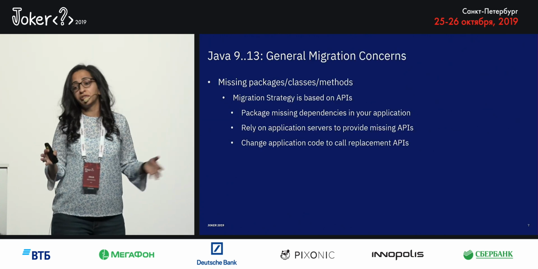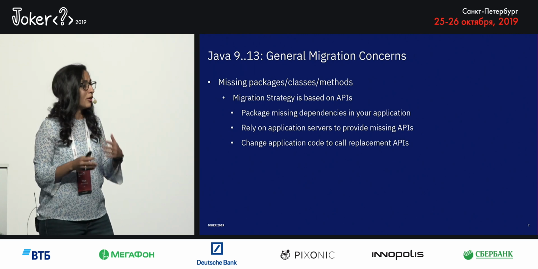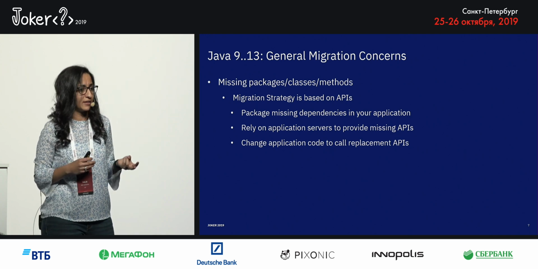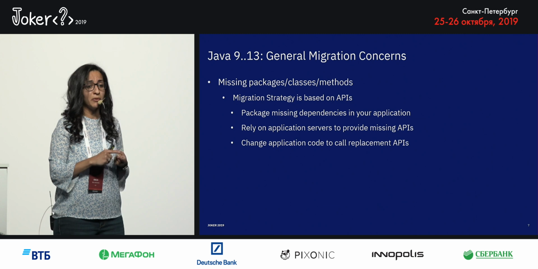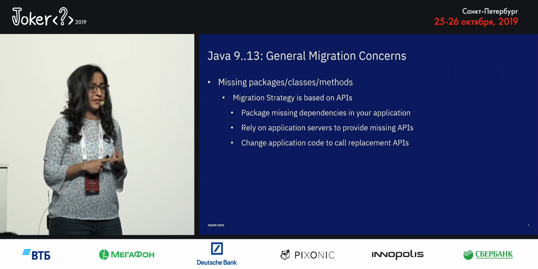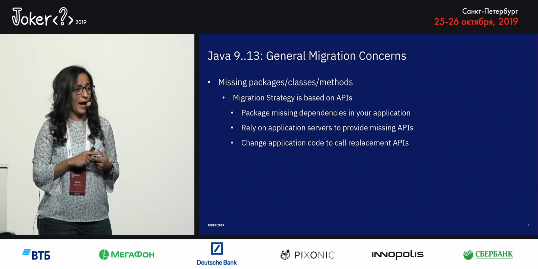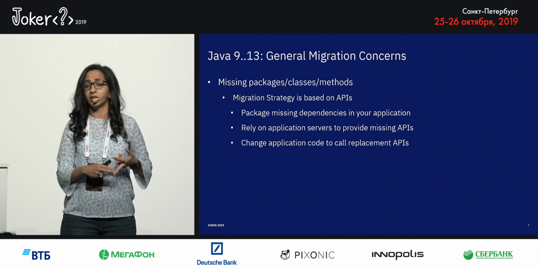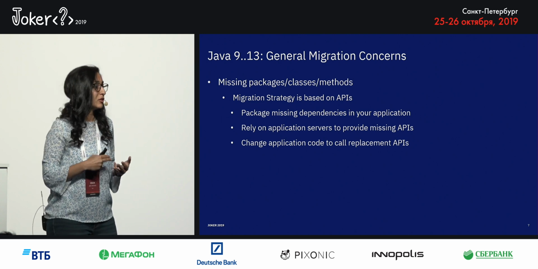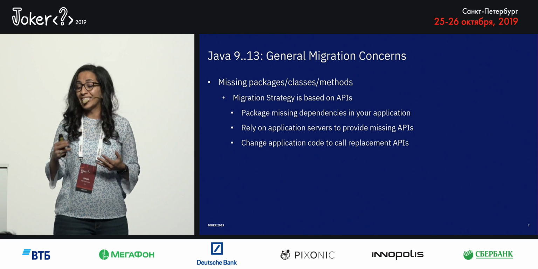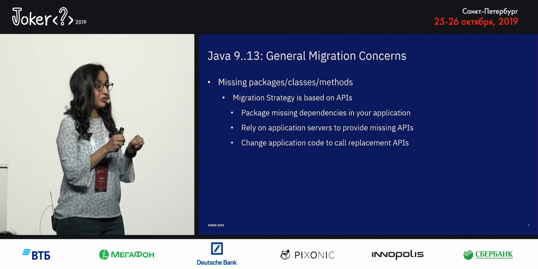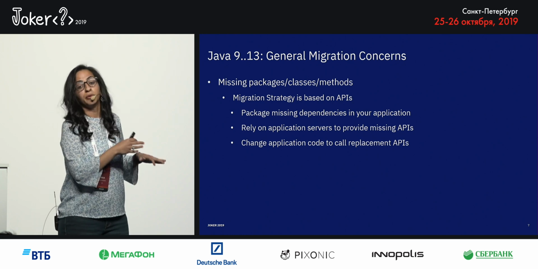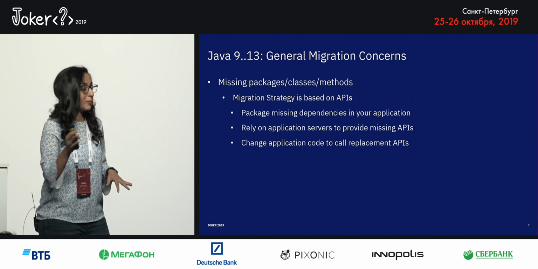So the general migration concerns that I've seen while reading all this documentation is there were a lot of packages that got removed, a lot of classes got removed, and methods. Some of these packages were deprecated since like 1.1 even. So you had plenty of time to change them and switch them out. But some of them are strategic. Some of them are packages that you might still be using and want to still use. In that case, you want to package up those, you want to include those packages in your application, or rely on your application server to provide them. And I'll talk about that in a little bit.